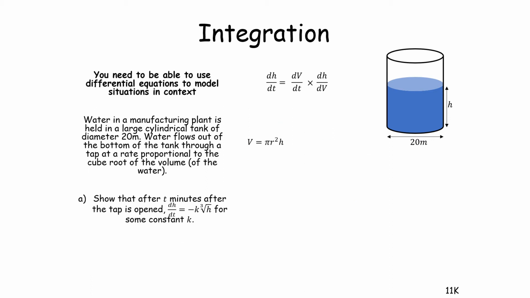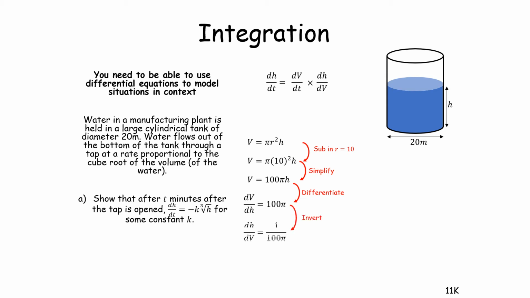So volume of a cylinder we know is pi r squared h. We could replace the r with 10 because the diameter is 20, so the radius must be 10. So the volume in terms of h is going to be 100 pi h. And we could differentiate that and work out what dV/dh is. So dV/dh is just 100 pi. Okay, so if we reciprocate that, invert this, we'll have dh/dV equal to 1 over 100 pi.